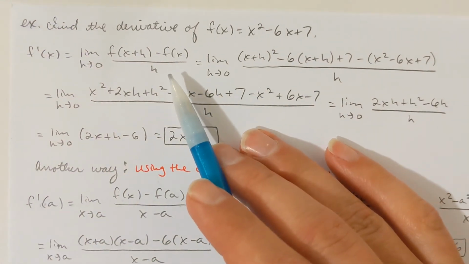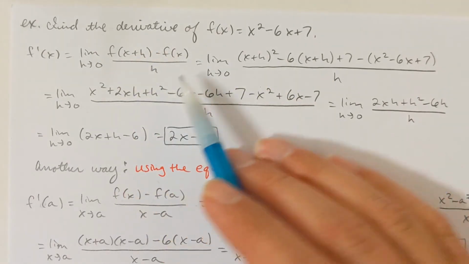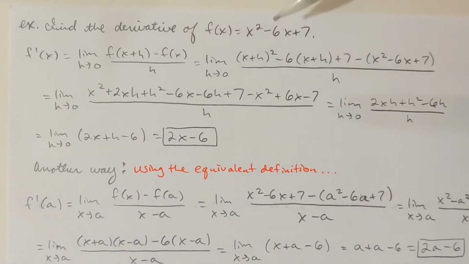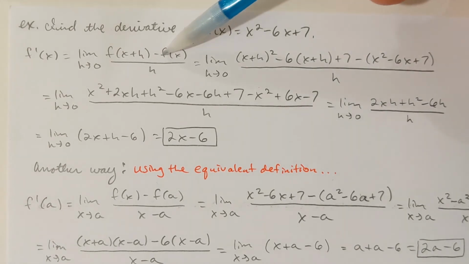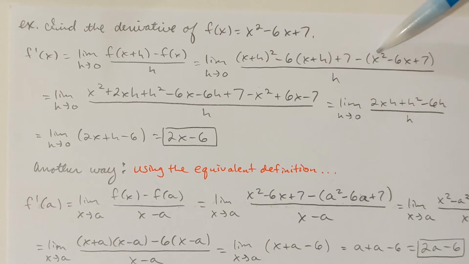So I need to plug in my information here inside this limit. F of x plus h means that wherever I see x in f, I need to replace that with x plus h. There's a couple of x's there that need to be replaced. And so I've done that. Okay, and then I need to subtract f of x. Well, here's f of x. I'm subtracting the whole thing, x squared minus 6x plus 7. Be sure that you include parentheses around that since you're subtracting the whole thing. And this is all over h.